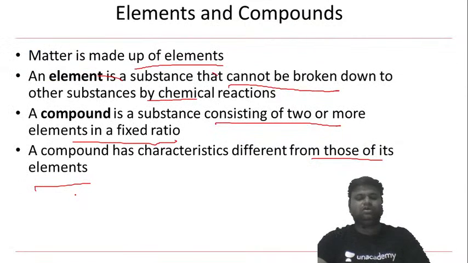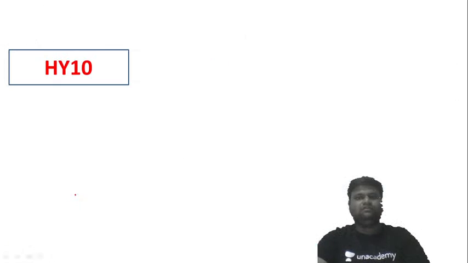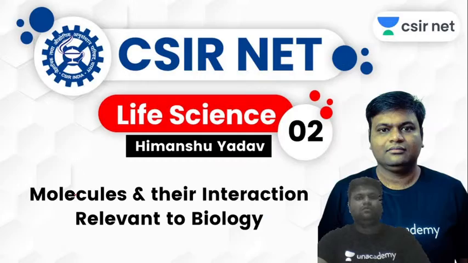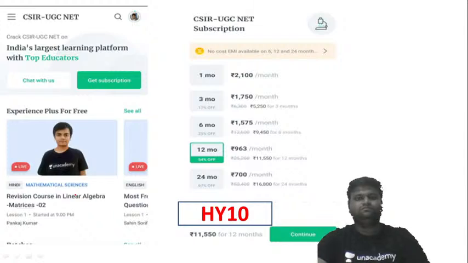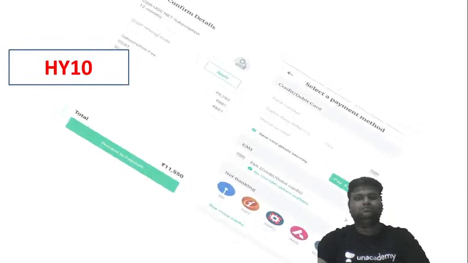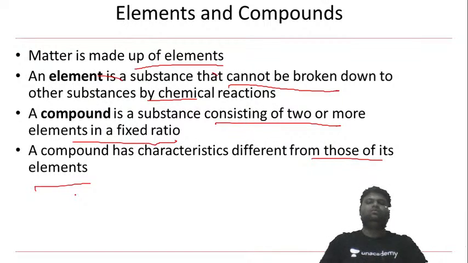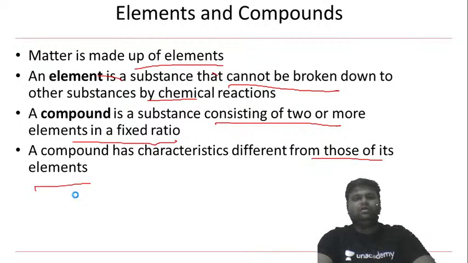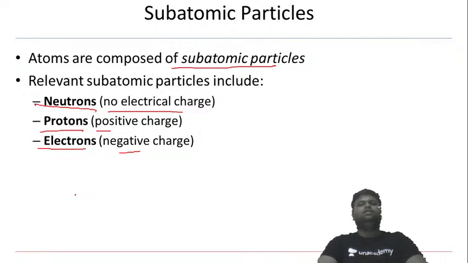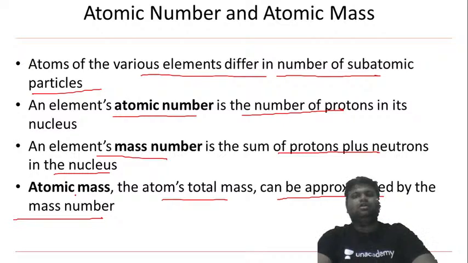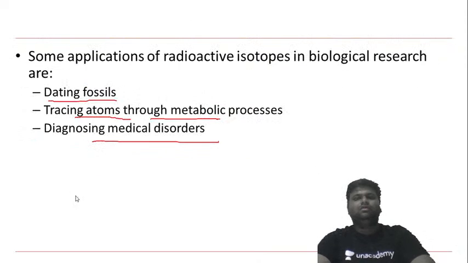So we studied about the atomic number and the mass number. We studied about the elements and the compounds. We studied about the subatomic particles, that are the neutrons, protons, and the electrons. We studied about the atomic number and the atomic mass. We studied about the isotopes.